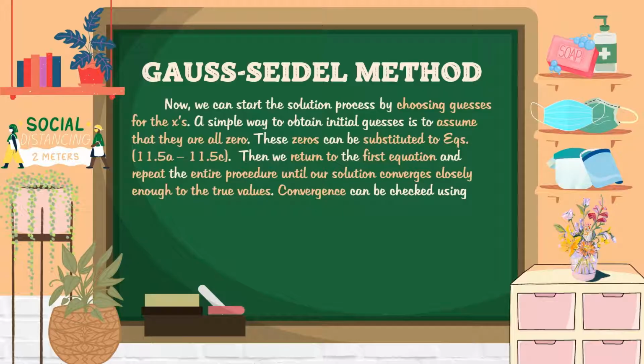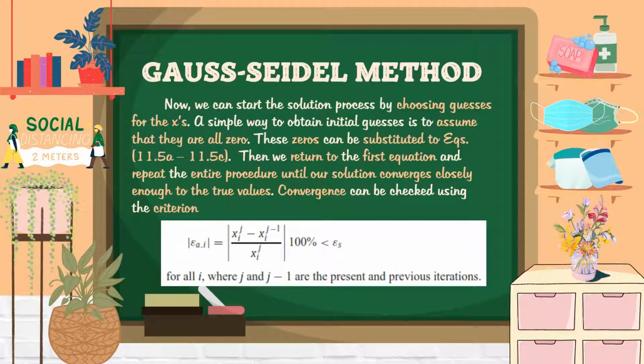These zeros can be substituted to the equations 11.5a to 11.5c. Then we return to the first equation and repeat the entire procedure until our solution converges closely enough to the true value. So convergence can be checked using the criterion.